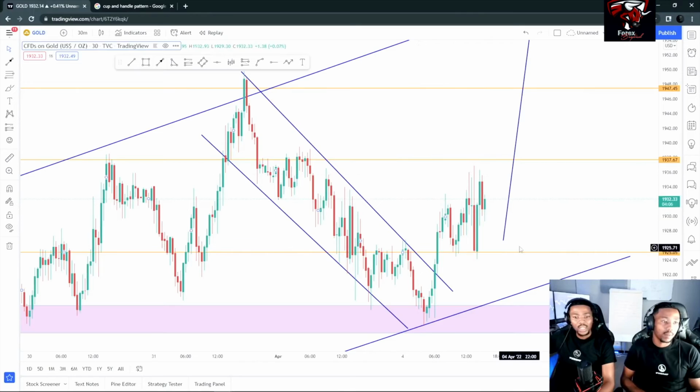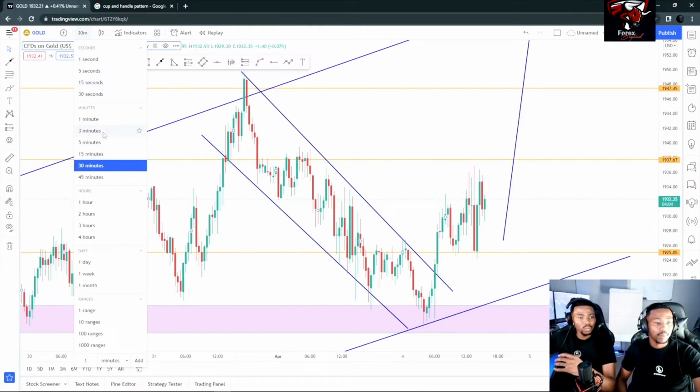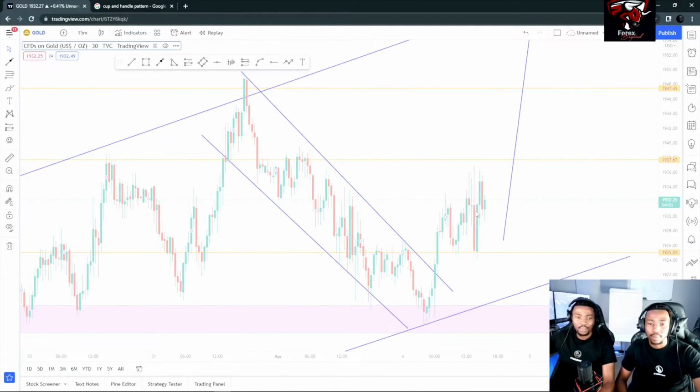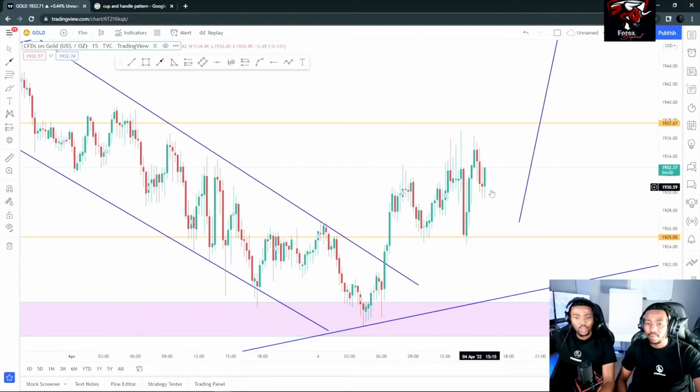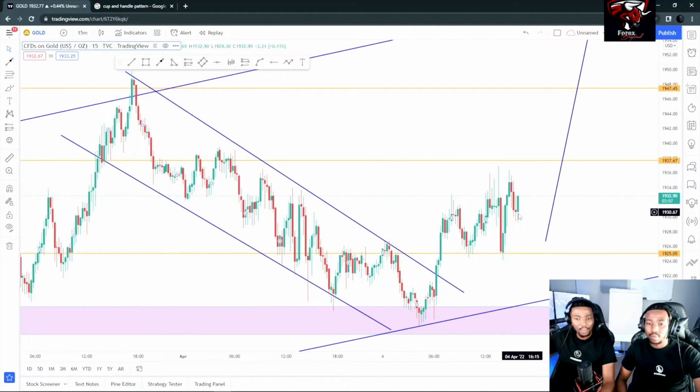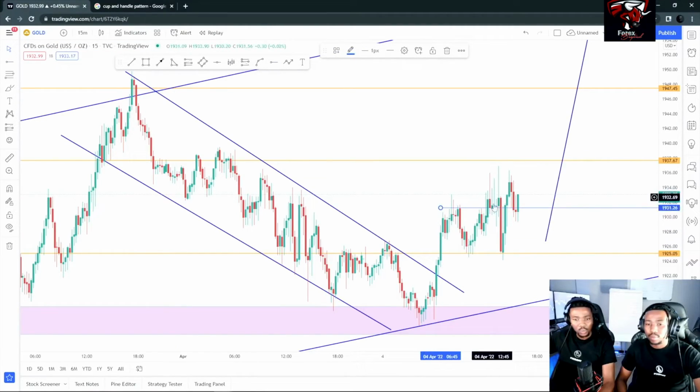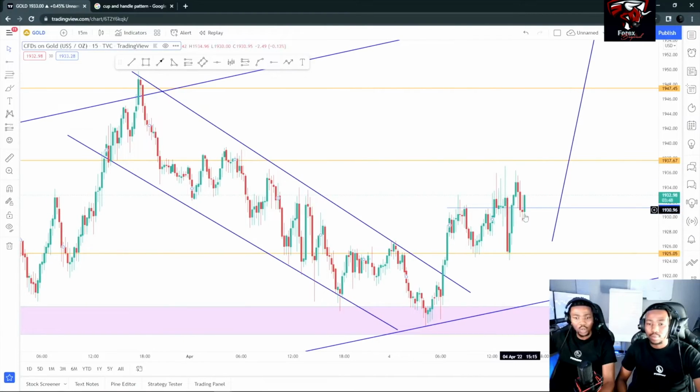So basically, guys, I'm looking for an entry confirmation to show you in real time how we look for one. See, I went to a smaller time frame. I can see here the market has now pushed above the level that we were stuck at. You can see the market was basically struggling with this level. So now we've got our second confirmation.